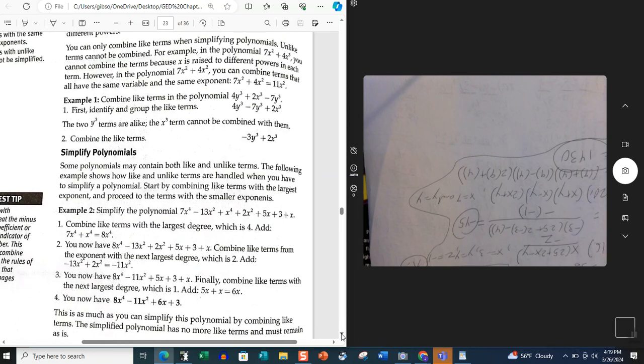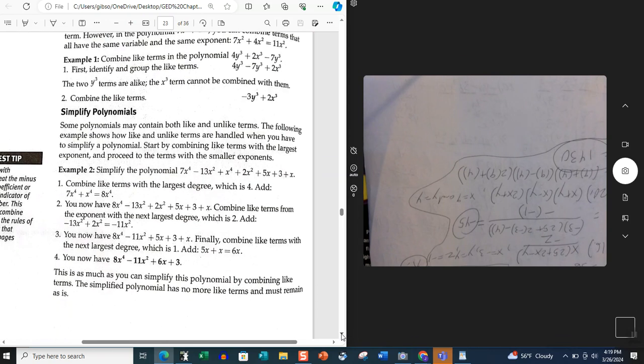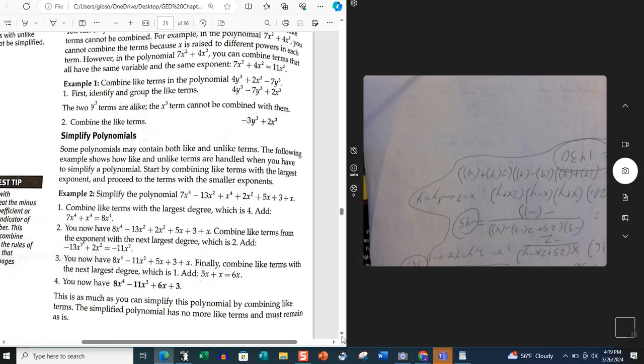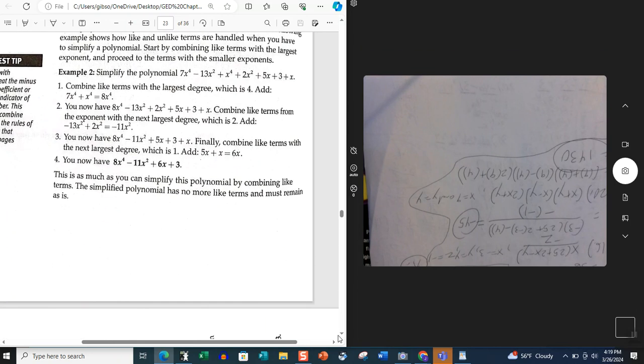So now, with the simplified polynomials, it's basically the same thing here. We're going to combine the like terms and try and get it down to as small as it can be. So it's basically the same thing as combining like terms. All right, now we're going to move on to the next page.